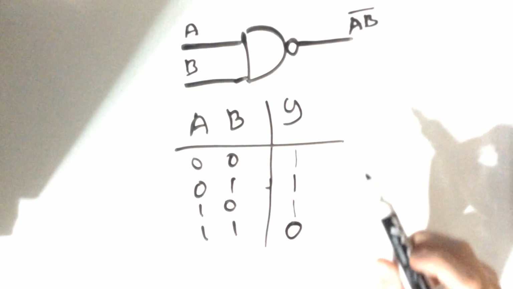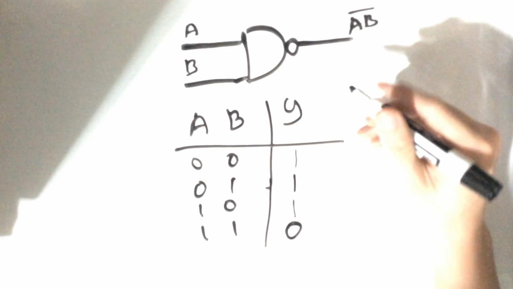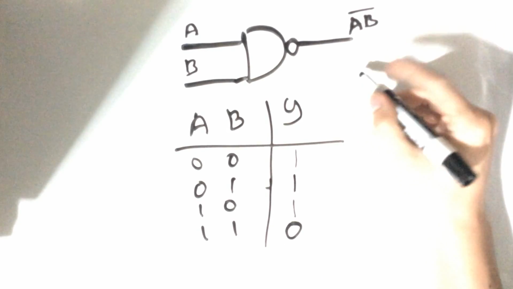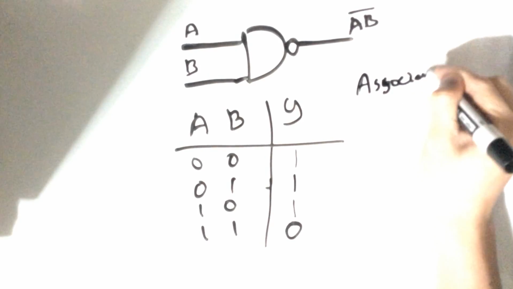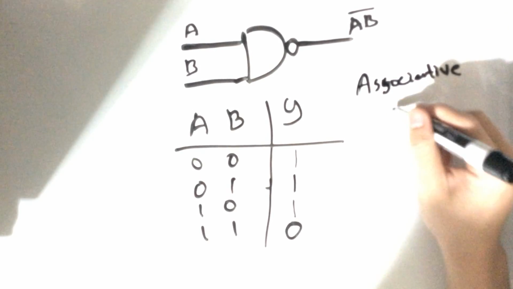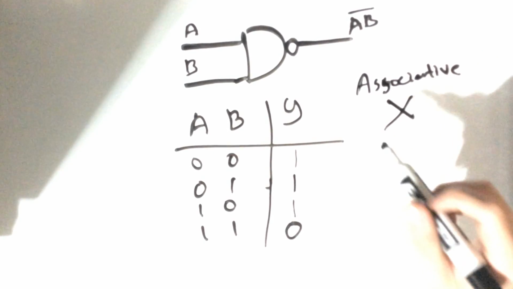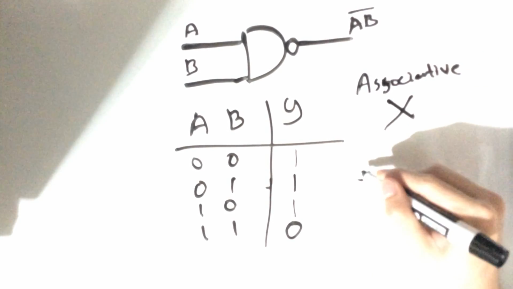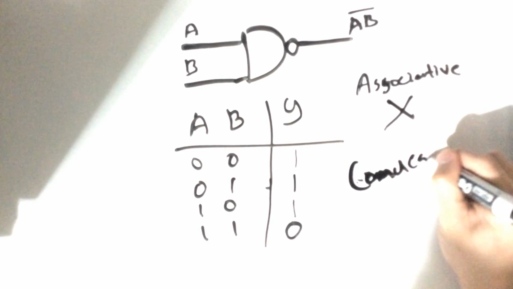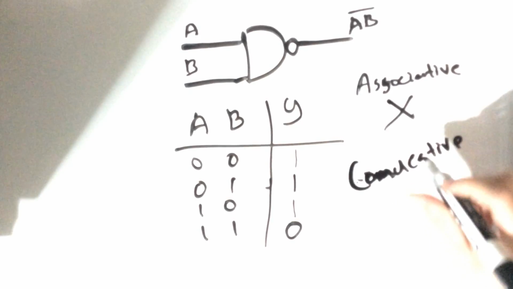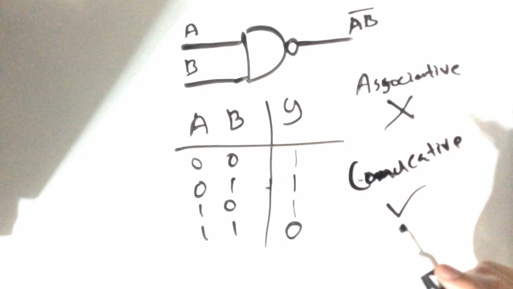And another thing I want you guys to walk away with today is that the NAND gate is not associative. Okay, it is not associative. However, it is commutative. Okay, so that is what I want to let you guys know today.